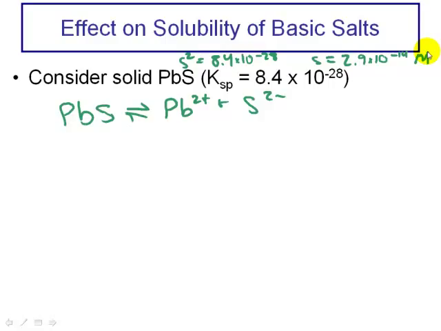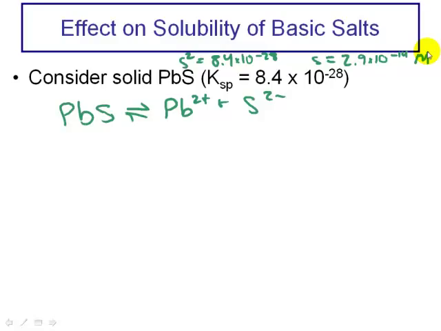Does lead ion do anything significant to water? Yeah, I mean, it poisons you, but besides that, not really. What about sulfide? What does sulfide do? It bonds with the hydrogen. It does. In other words, what kind of thing is sulfide? It is a base because it accepts a proton.